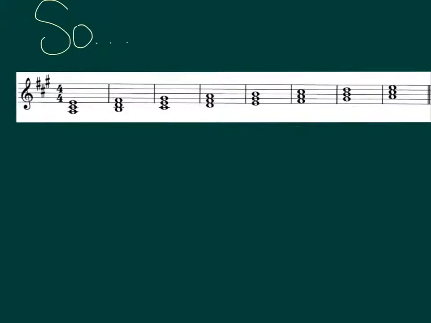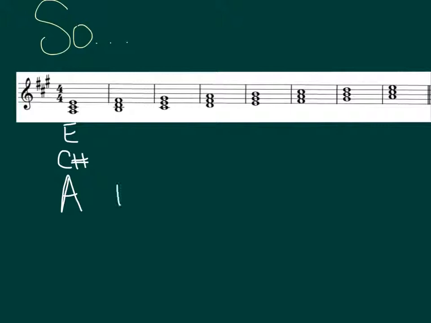So, when we look at chords in A major, if it has A, C sharp, and E, is it a major chord or a minor chord? Think about the intervals. Is it a major third on bottom or a minor third on bottom? And then, is it a minor third on top or a major third on top?